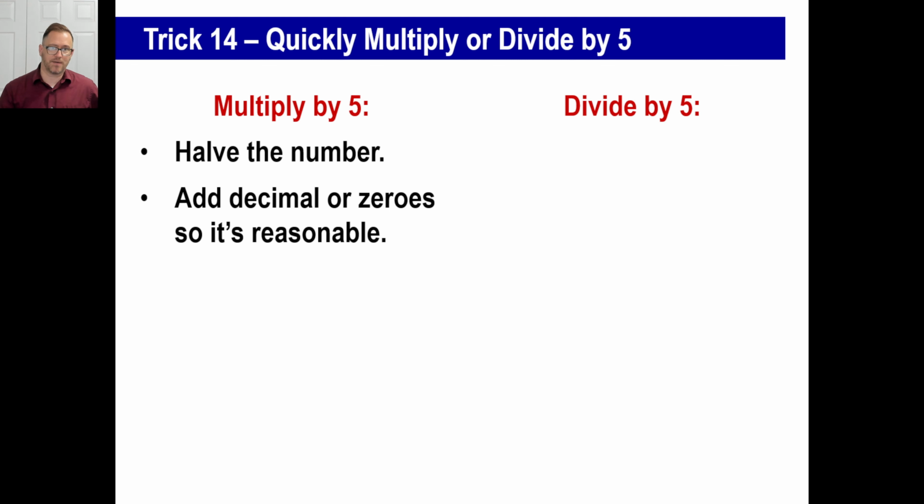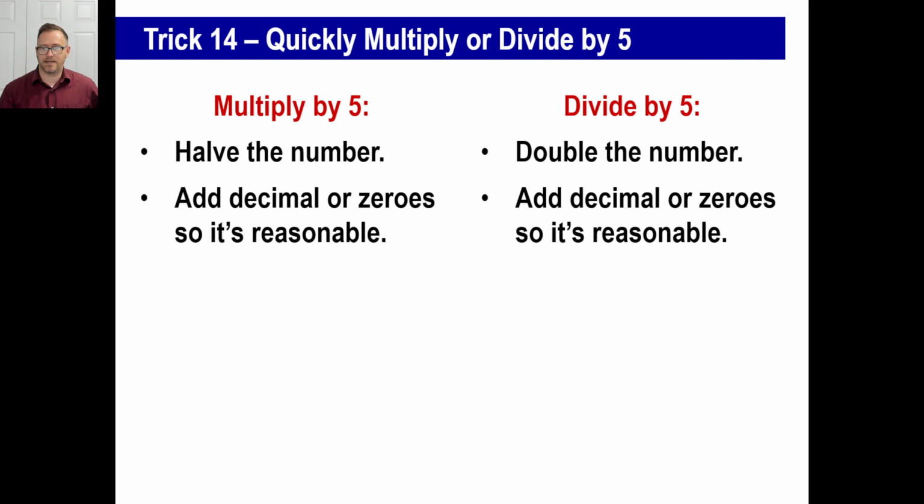Okay. Dividing by 5, what do you think? If you multiply by 5 and you chop the number in half, what do you think you're going to do if you divide by 5? You double it, right? Okay, you double the number, right? Then, of course, you add decimal or zeros so it's reasonable. We all instinctively kind of know this.